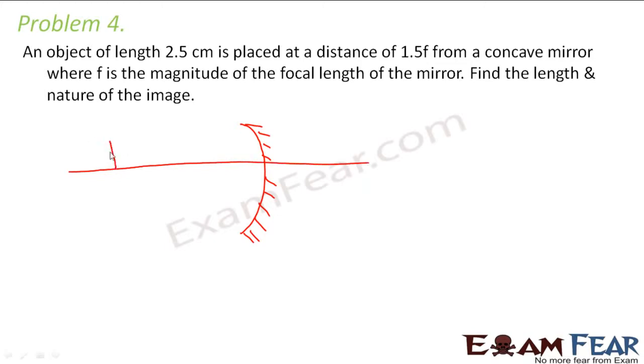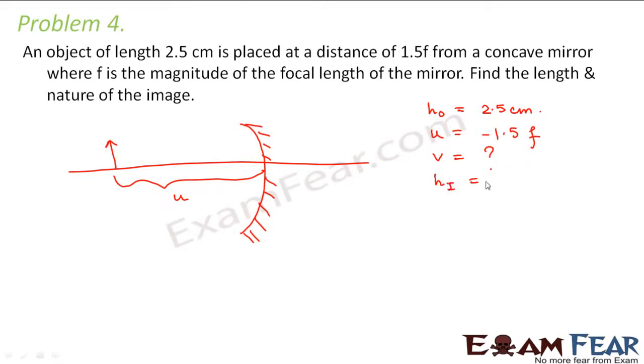So it says that there is an object of length 2.5 centimeters. That means the height of the object is 2.5 centimeters. It is placed at a distance of 1.5 f from the mirror. So this distance is the object distance, which is given as 1.5 f, and this will be negative considering the sign convention, where f is the magnitude of the focal length. So it is asking us to calculate the length and nature of the image. So we have to calculate v, and also we have to calculate the height of the image, because it is asking about the length of the image as well as the nature of the image.